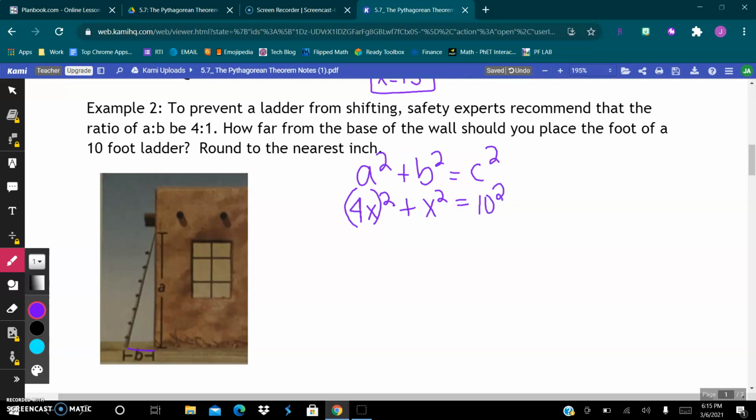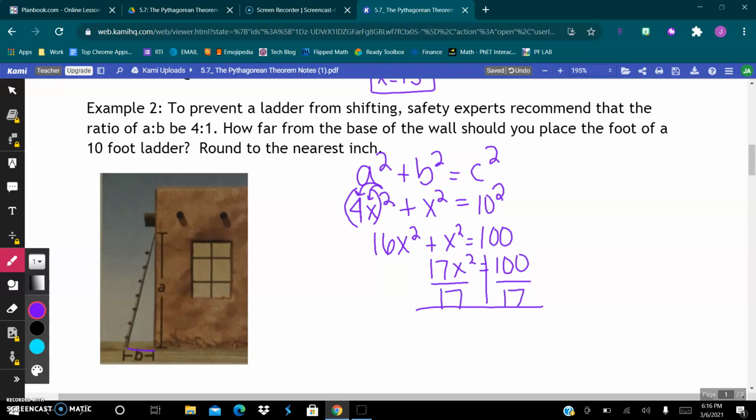So now I have to simplify. So (4x) squared, when I have an exponent out front, I have to distribute it to both things inside. So 4 squared would be 16, and then x to the second power is x squared, plus x squared equals 100. Then I can combine like terms. So I'd have 17x squared equals 100. And then I'm going to divide by 17. So I'm going to have x squared equals 100 over 17.